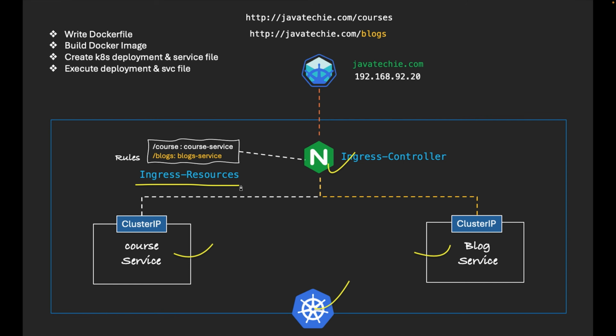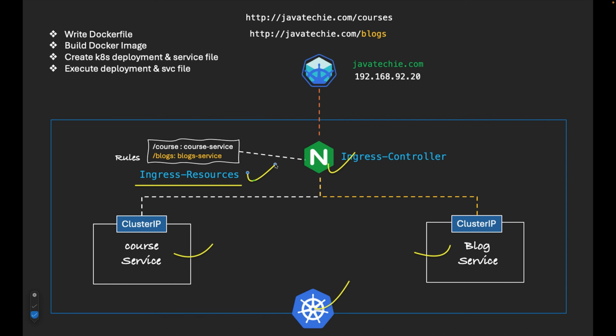Define an Ingress resource where you can define the rules, saying that if the URL is coming with /course, redirect that request to the course service. If it is coming with /blog, then redirect that to the blog service. This Ingress resource we are going to write now.